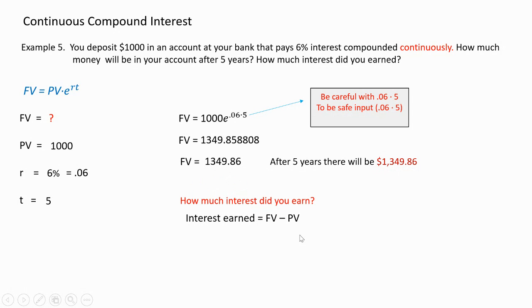So how much interest did you earn? And again, the interest earned will be the future value minus the present value. So it'll be 1,349.86 minus the 1,000. So there's the solution for the interest earned, which will be $349.86. Let's move on.